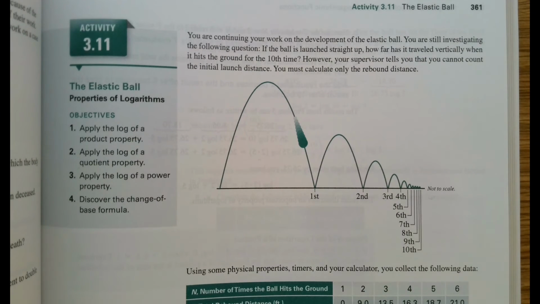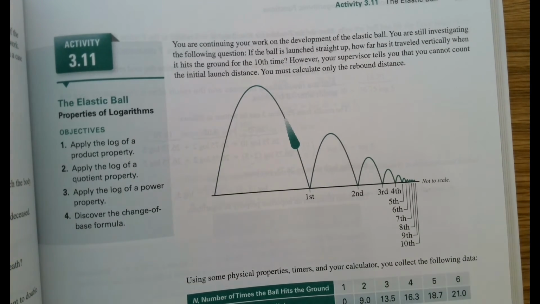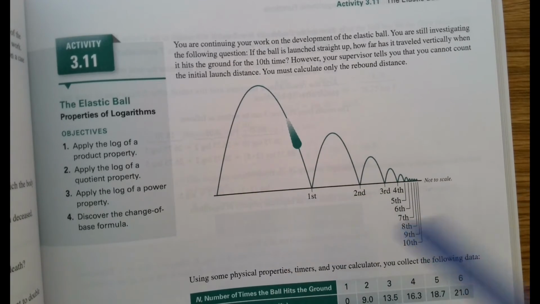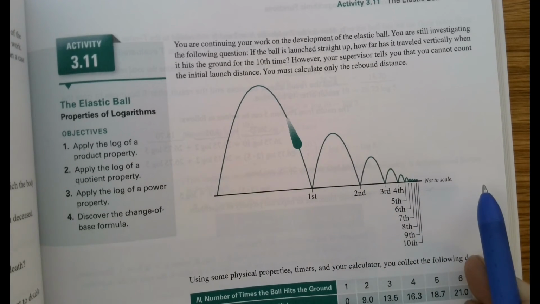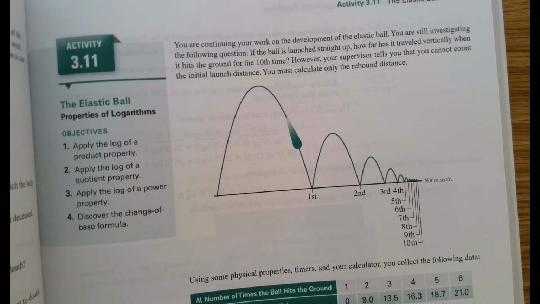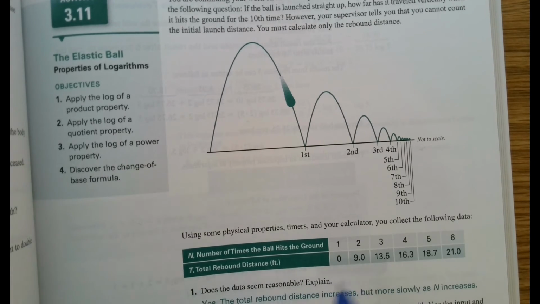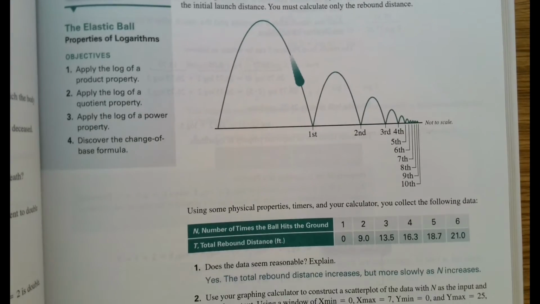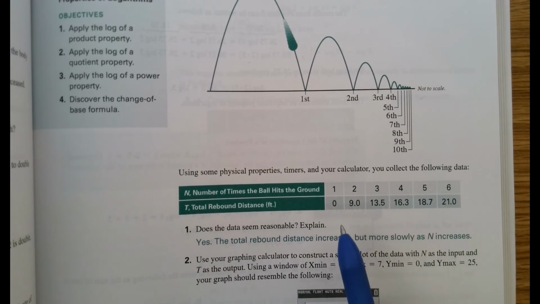So, 311, we're going to keep looking at logarithms and notice some special properties about them. First off, we were looking at the bouncing of an elastic ball, and it had this height that was diminishing over time. So we've collected some data here for ourselves using timers and calculators, whatever. We're just told we collected this data. So does the data seem reasonable?